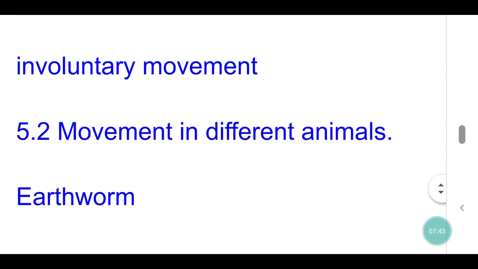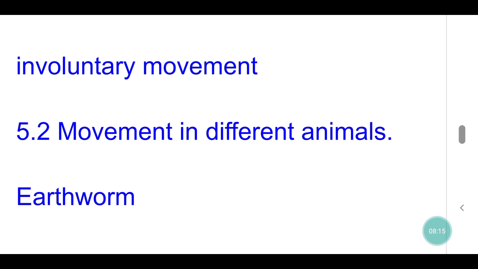First, we are going to see earthworm. The body of earthworm is made up of many rings joined end to end. It has muscles which help to extend and shorten the body. Under its body, it has a large number of bristles called setae. We are moving with the help of our legs, but earthworm is moving with the help of setae, bristles.